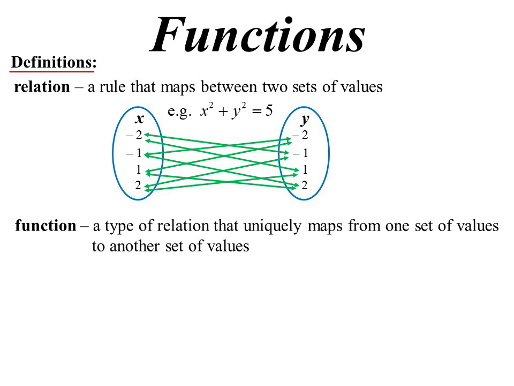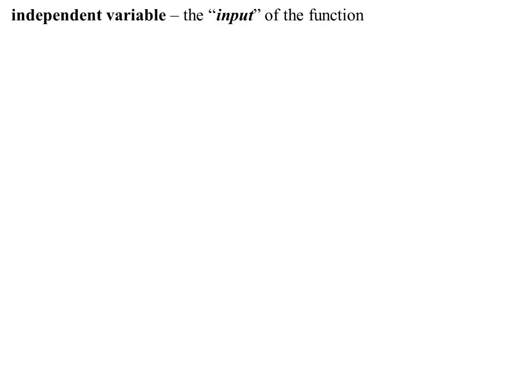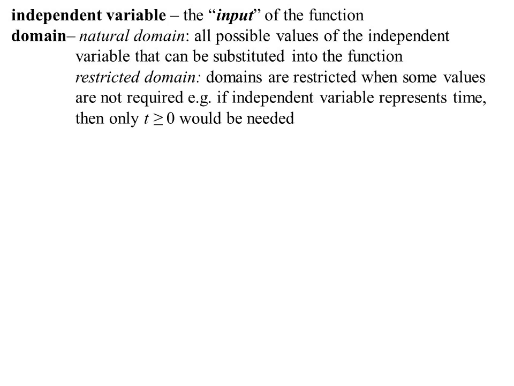Now a function is a very special type of relation, where it uniquely maps. You'll notice with our arrows on this set, there's only one arrow coming from each number. That is the function y equals x squared. Independent variable. It's the input, if you like, of the function, the number that you substitute into the function. That brings us up to this thing called domain, also known as the natural domain of a function, which is all the possible values that the independent variable can take, the things that we can substitute in and get an answer.